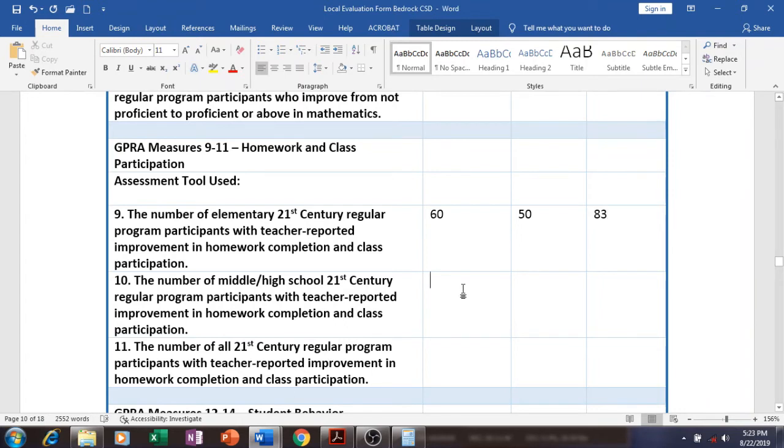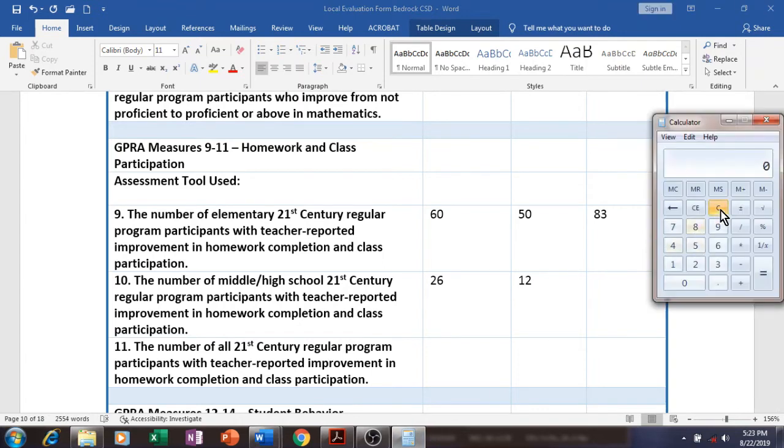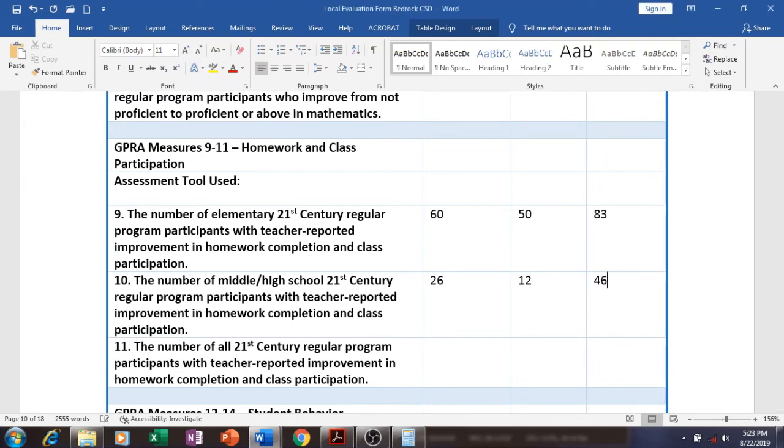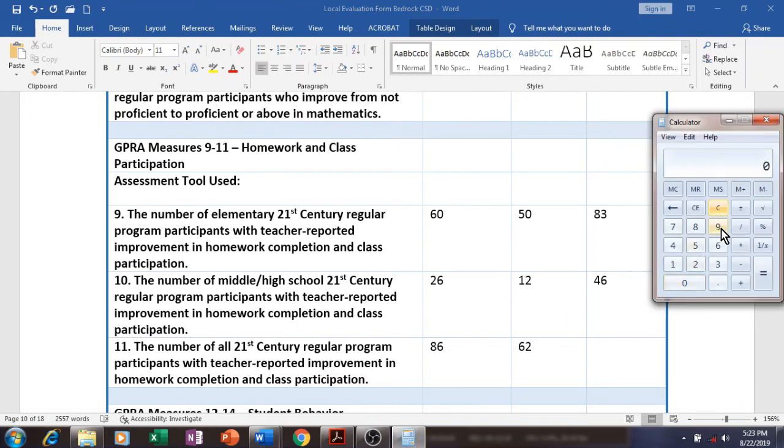Middle high school participants that needed it, maybe we had 26 students that needed improvement and 12 improved. Whip out the calculator. 12 divided by 26 gives us 46.1, 46%. This one we do a total. 60 and 26 is 86. 50 and 12 is 62. To do our percentage, we take 62 divided by 86, and we end up with 72%.